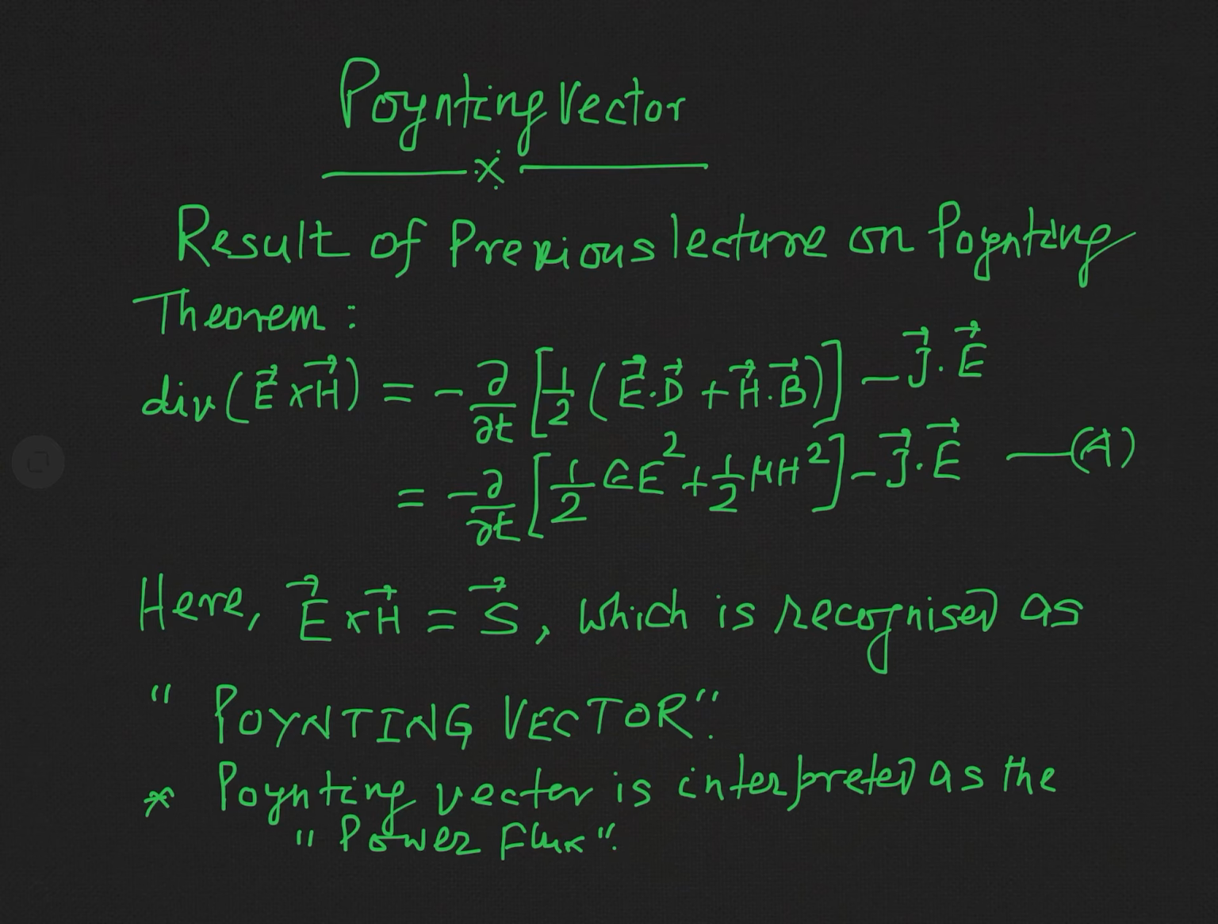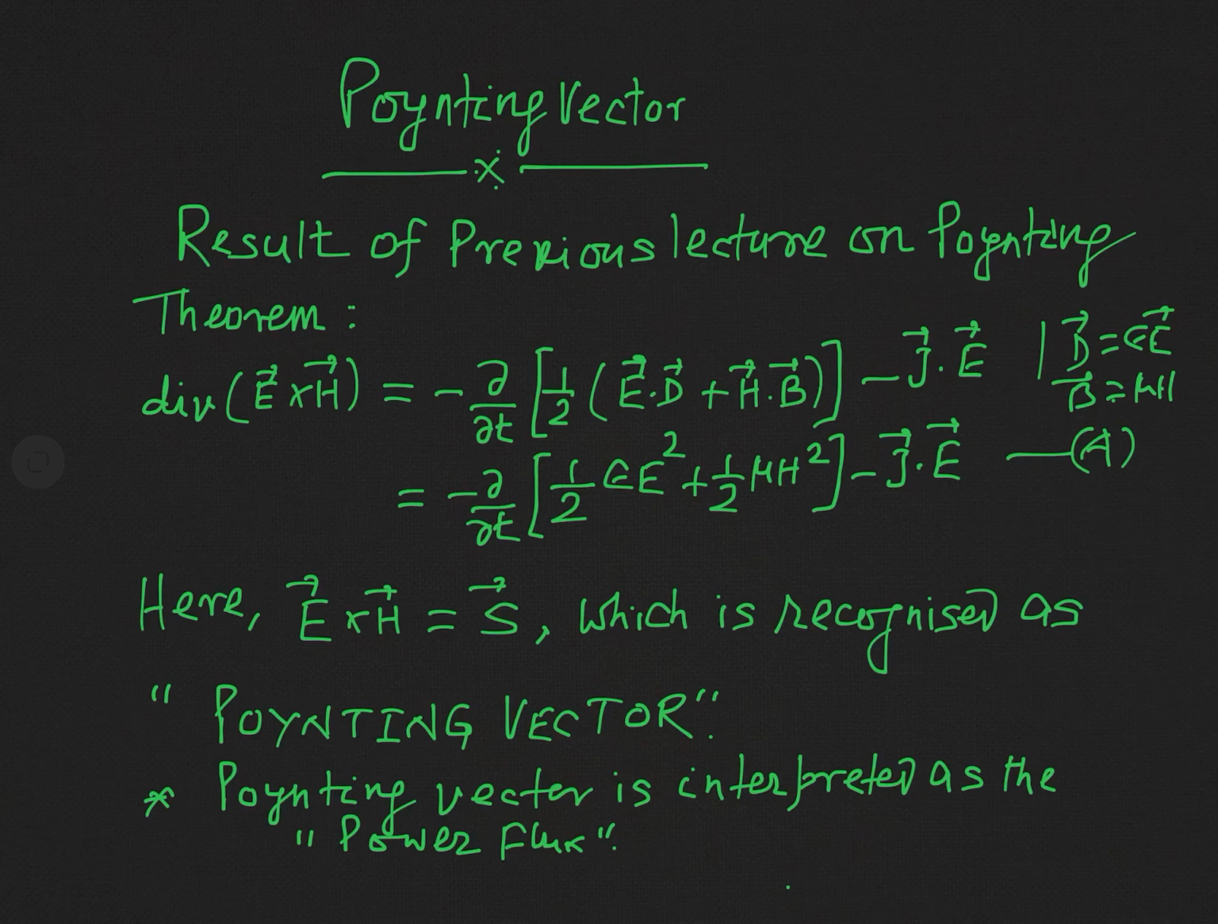While studying Poynting vector, we got an important result which represents energy conservation: divergence of E cross H equals minus del by del t of one half E dot D plus H dot B, minus J dot E. For an isotropic and linear dielectric, D is equal to epsilon E and B is equal to mu H. Substituting these values of D and B, we get this simple expression: minus del by del t of one half epsilon E square plus one half mu H square.